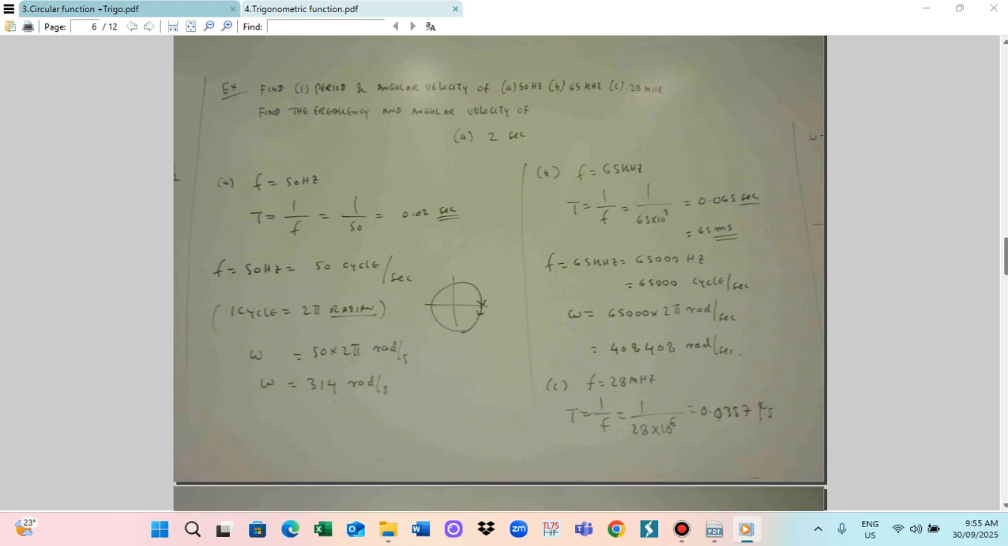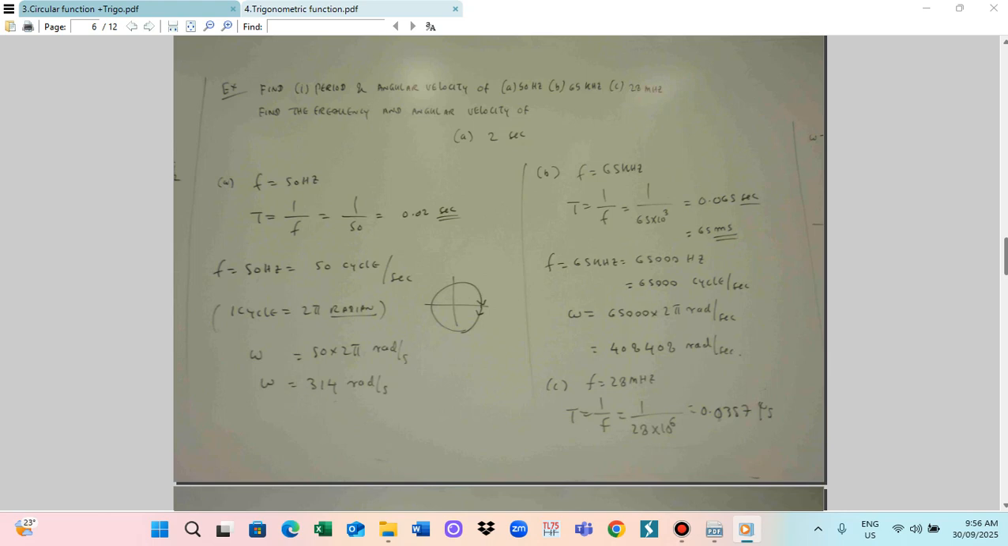Okay, so we need to calculate the period and the angular velocity for 50 kilohertz, 65 kilohertz, and 28 megahertz. In this case, the given frequency is 50 hertz. So the period T is equal to 1 by f, so 1 by 50, which is 0.02 seconds. This is the period T. Period T is 0.02 seconds.